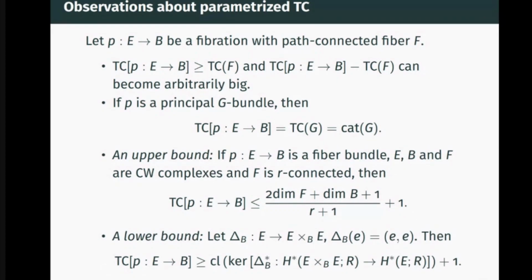So this is mapped into the pullback, and then it turns out that the TC of the fibration P is really bounded from below by the cup length in the kernel of the pullback of this diagonal. So some kind of parametrized zero divisors, or however you want to call this. But this is then again the cup length in this ideal plus 1. So this is constructed in a similar way as before.